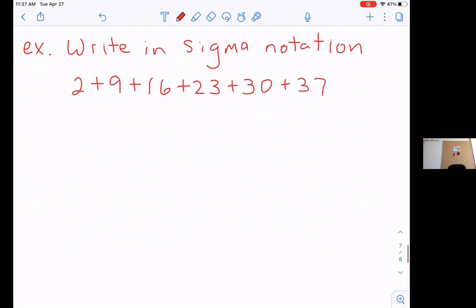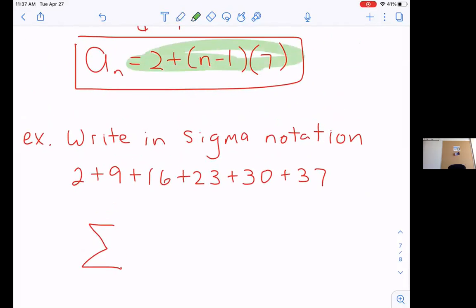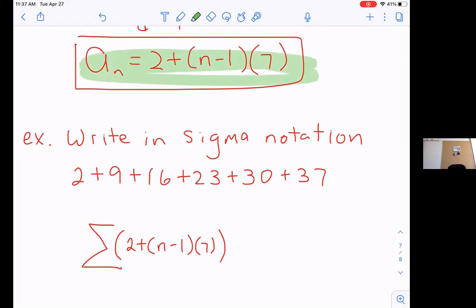So here's what we want to do. Of course, we're going to do sigma, right? So let's do that first. And we have our formula, which we just wrote right here. So that's going to be 2. I'm going to put the whole thing in parentheses: 2 plus another parenthesis, n minus 1 times 7. So that's our formula. Remember, we got that from the previous problem.